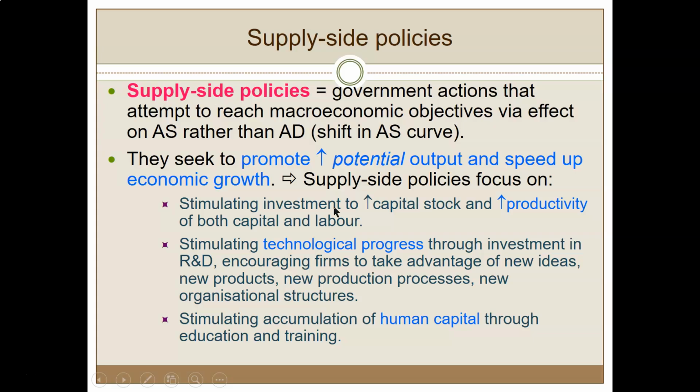For example, supply-side policies can include stimulating investment in order to increase capital stock, human capital as well, and increase productivity of both capital and labor. Stimulating technological progress will increase the rate of economic growth and it will increase potential output which our country can produce. Technological progress will shift the production possibility frontier outwards, which means that we are able to produce more of every good in our country, a variety of goods.